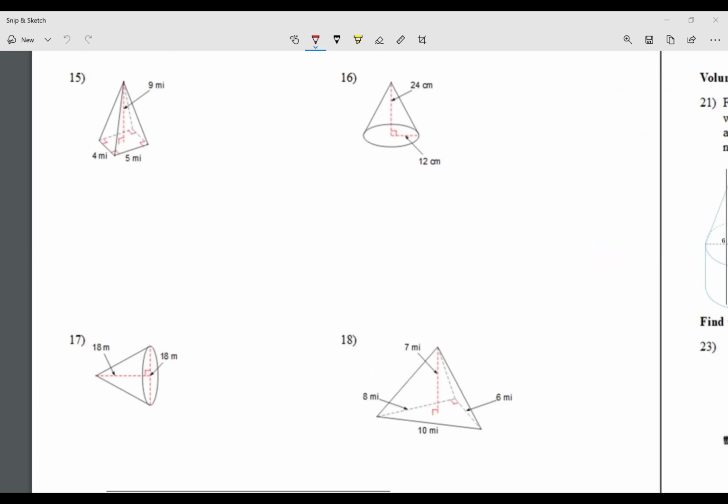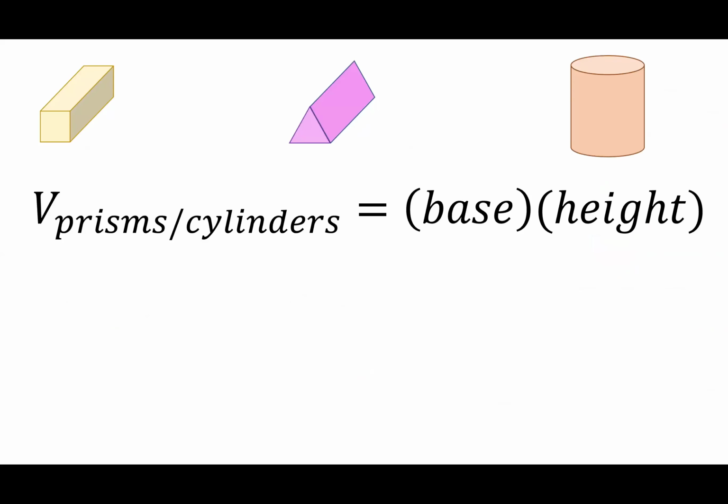We found out that the volume of a prism or of a cylinder was the area of the base times the height, right? We talked about that last time. The volume of a prism or cylinder is the area of the base times the height. And we said the base was a shape: a rectangular shape, a triangular shape, a circular shape for cylinders.